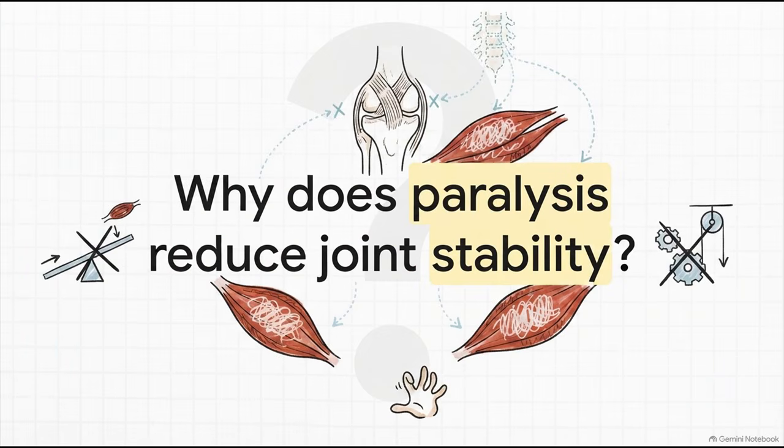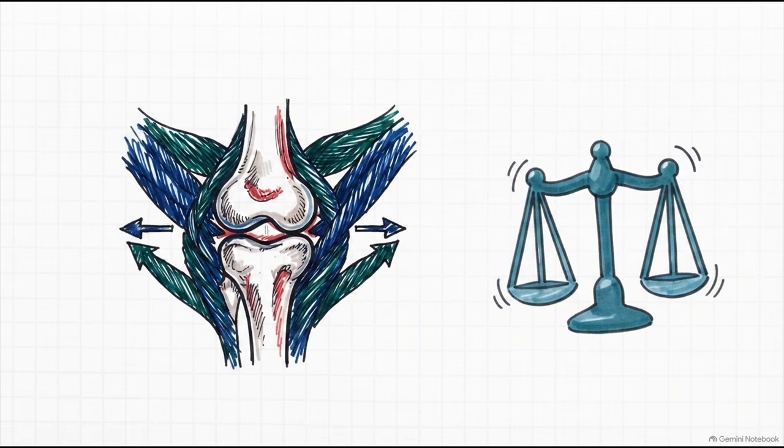But hey, what happens when we look beyond those passive ligaments and look at the active muscles surrounding a joint? Why would the paralysis of those surrounding muscles dramatically reduce overall joint stability, even if the ligaments are 100% perfectly intact? It all comes down to muscle tone. Muscle tone acts as a critical dynamic stabilizer for synovial joints.